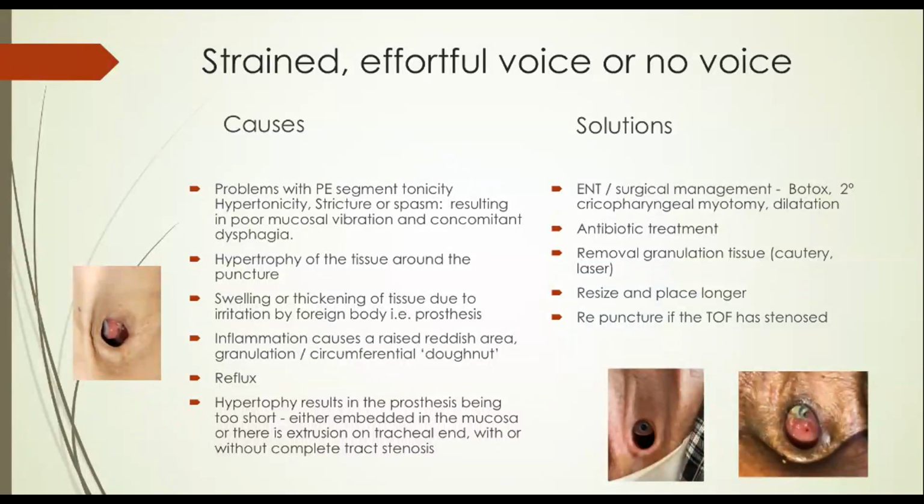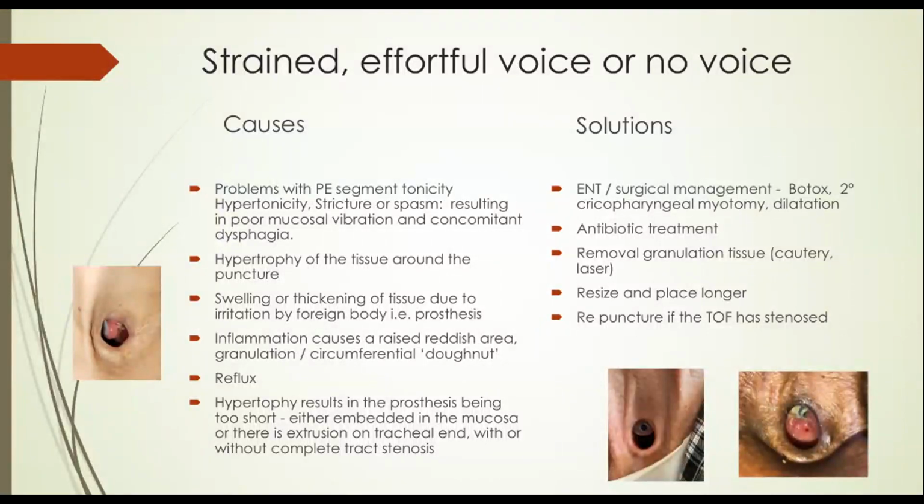There could be hypertrophy of the tissue around the puncture. There could be swelling or thickening of the tissue due to irritation by a foreign body. So the prosthesis in some patients is just causing quite a bit of irritation. What I found in one patient, it led to the device malfunctioning completely, and she had voicing problems and swallowing problems within a month. We had to replace the prosthesis every month. We treated the reflux, we treated the candida, but the device life was still short. And I think for her, it was just the irritation of having a foreign body.